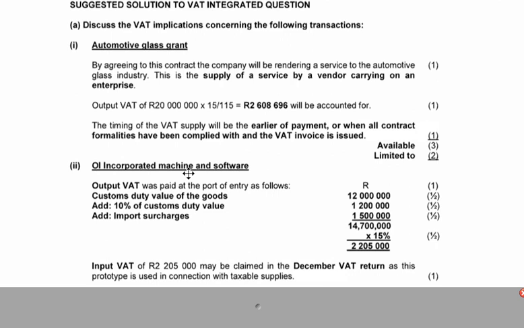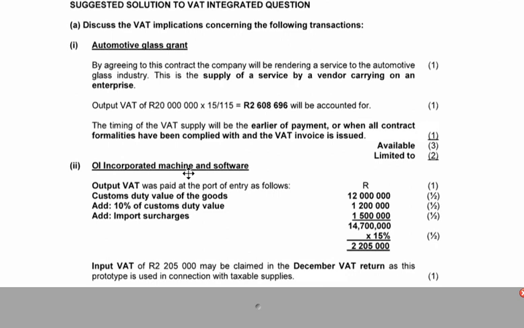Now, there's also software that we download over the internet, and that's an imported service. How do services work? Because it doesn't come through a port, it is treated as an imported service. How do imported services work? We say, if we could claim input VAT on any output VAT that we paid, then we don't need to do anything with the government. The government doesn't need to know about us importing the service if it is purely a VATable transaction.